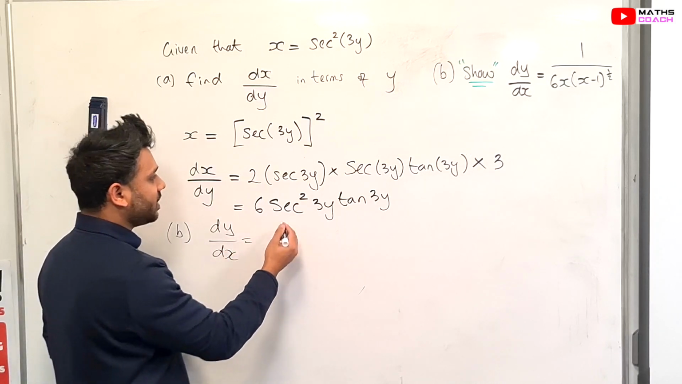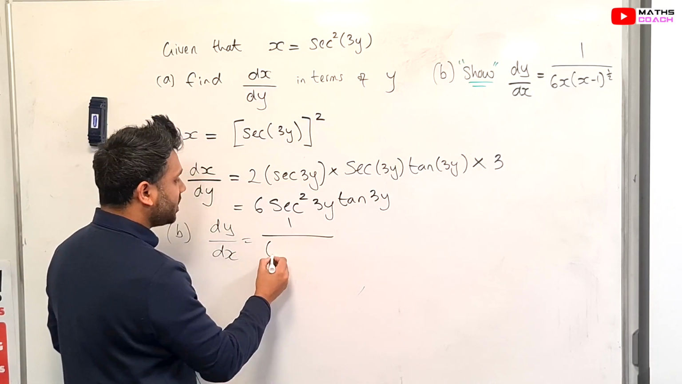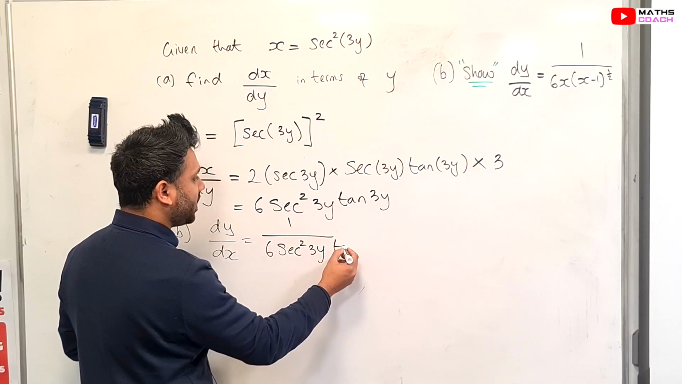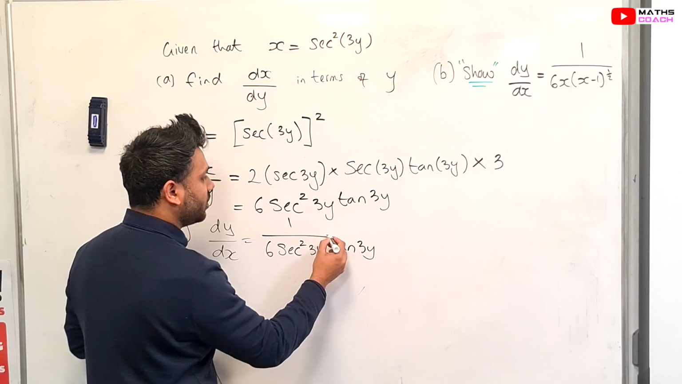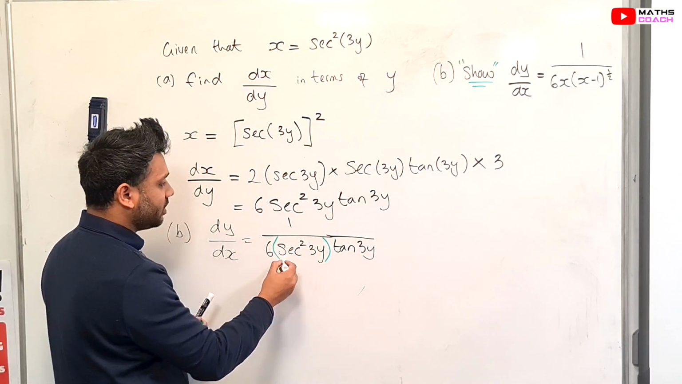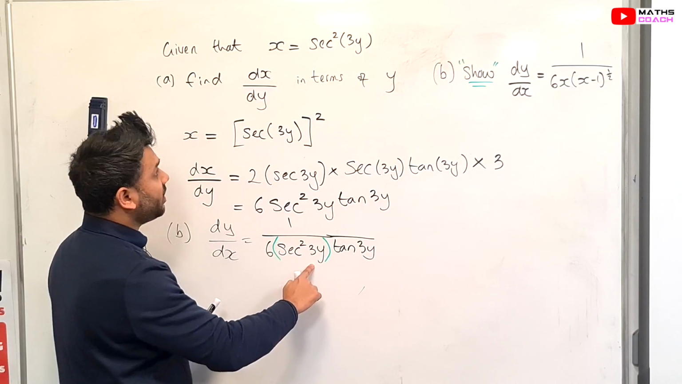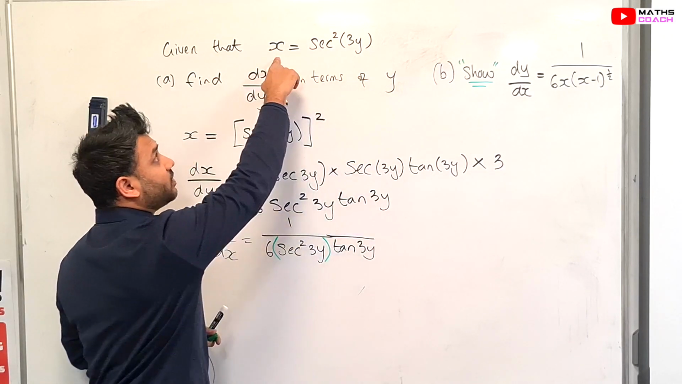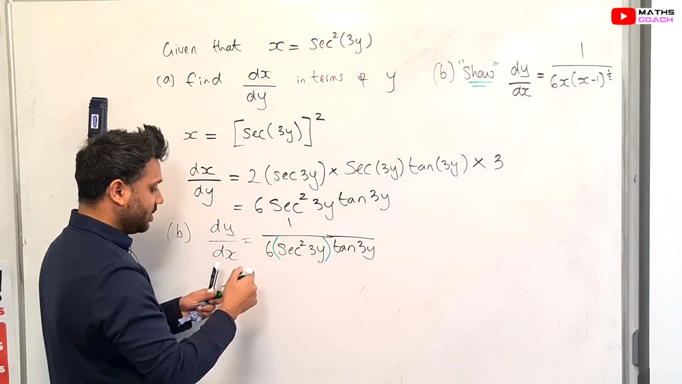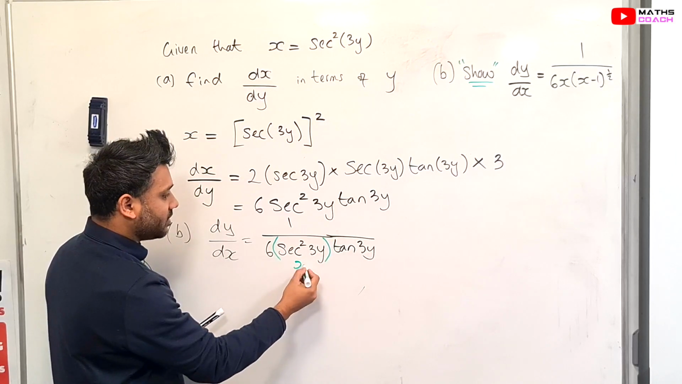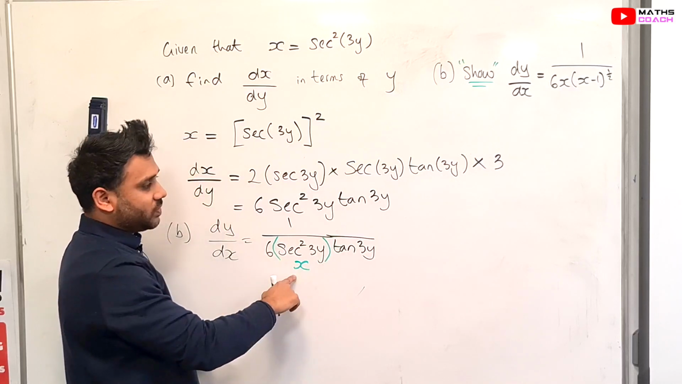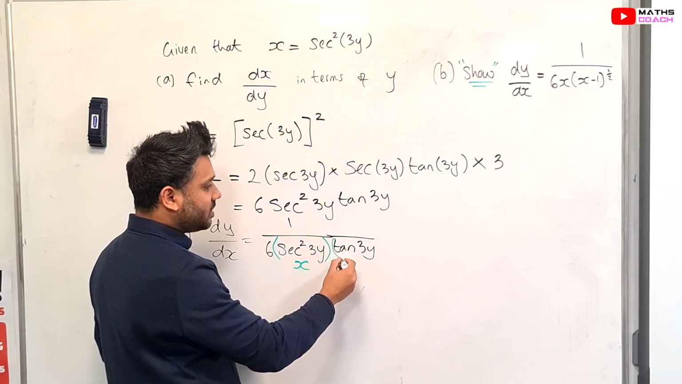So here we have dy/dx as 1 over 6 multiplied by sec squared of 3y multiplied by tan of 3y. And if we look at what we have here, that's the sec squared of 3y, but we already know that sec squared of 3y is equal to x. So we know that this expression here will turn into x. So just write the x here. And if you look at the final answer here, we have a 6x, and here is also a 6x. The problem is this tan.